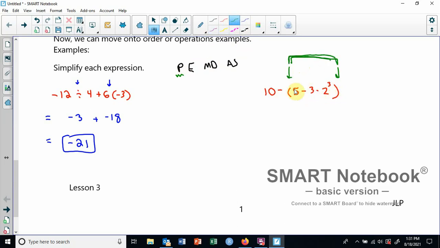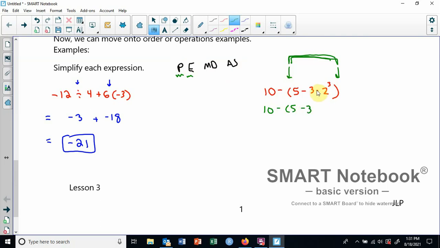So let's look inside here. Do I have any grouping symbols? Run through it again. Do I have any grouping symbols in here? The answer is no. Do I have any exponents in here? And yeah, I actually have an exponent right there. So I can do that exponent. That is my next step.